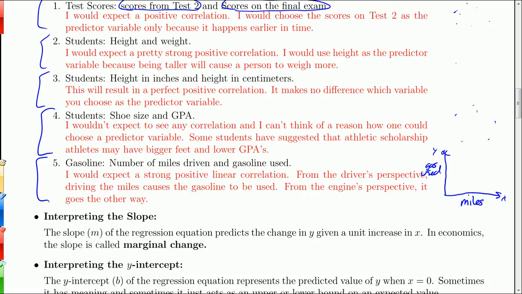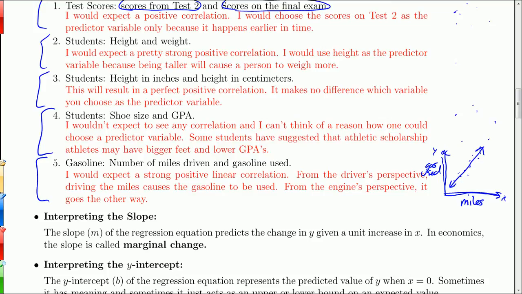And what's this look like? Is this a positive or negative? You know, the more miles I go, the more gas is going to be used. So I would expect, and it depends if this is the same car, if it's the same car, I would expect a pretty close, tight, positive correlation and a positive regression equation. The positive slope on the regression equation.